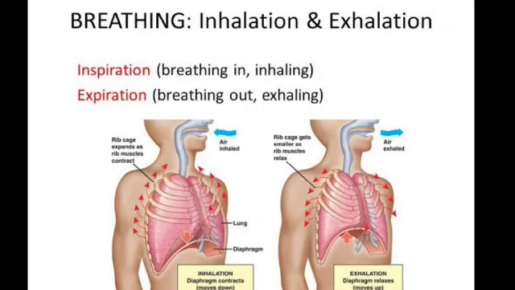During inspiration or inhalation, the rib cage expands as the rib muscles contract. Okay, the rib muscles or the chest muscles contract. As a result, the rib cage expands and the diaphragm moves down. Whereas in exhalation, the rib cage gets smaller, the rib muscles relax and the diaphragm also relaxes. When the diaphragm relaxes, it moves up to its original position. The diaphragm is a sheet of muscle that acts as a partition between the chest cavity and the abdominal cavity.